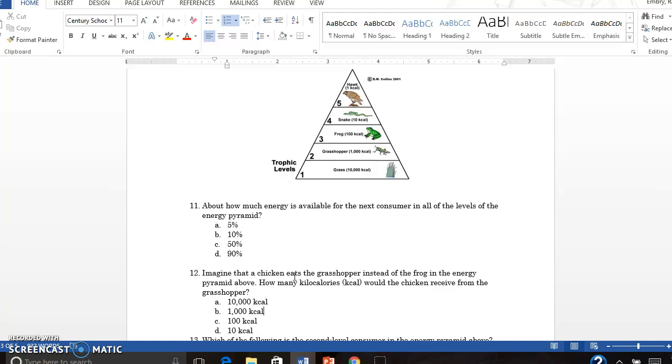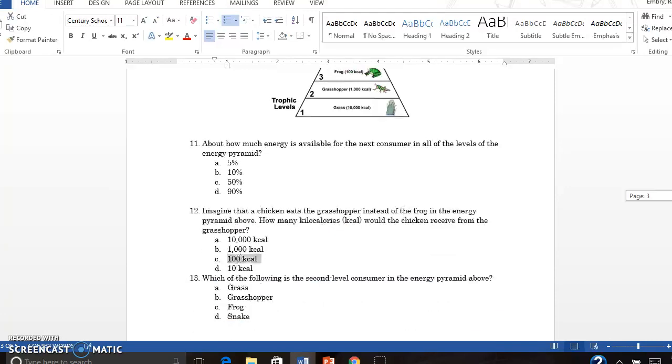Number 12, imagine that a chicken eats the grasshopper instead of the frog. I think during the proficiency measure, a lot of people didn't read this entire phrase. So basically what you do is you go up here where the frog is, and once again, you just imagine that it's a chicken instead of a frog that's eating it. How many kilocalories would the chicken receive from the grasshopper? Well, the grasshopper had 1,000 kilocalories. Only 10% of the energy is transferred. Like I taught you all in class, just drop a 0. So that would be 100. Also, it's listed right here for you. The frog receives 100 kilocalories. If the chicken was to take the frog's place, it would be the same. C, 100 kilocalories.